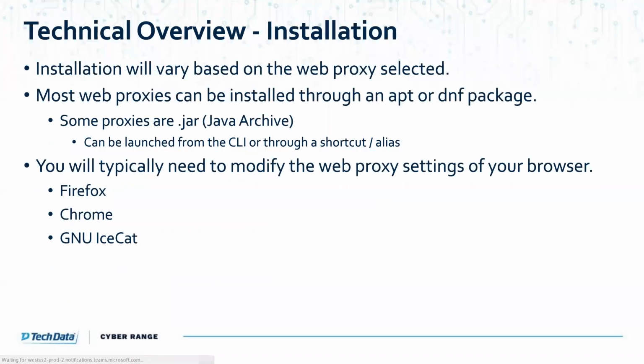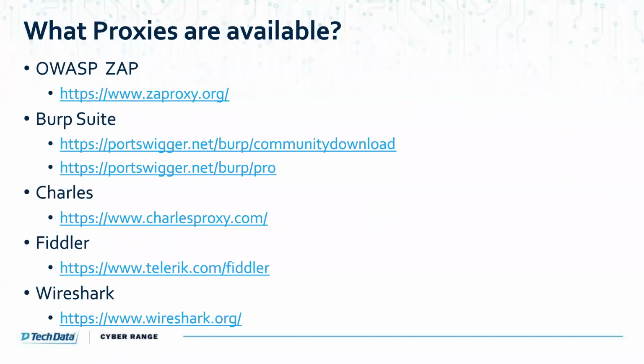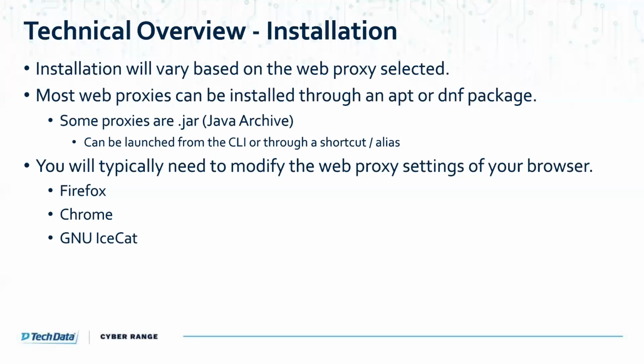So how would you install one of these proxy solutions? Well, the installations do vary. Most installation procedures are documented. On the previous page, we provided some of the URLs to these proxies. If you go there, it'll provide you with the installation procedures. But most web proxies you can typically install through an application manager like apt, or DNF on Fedora-based systems.